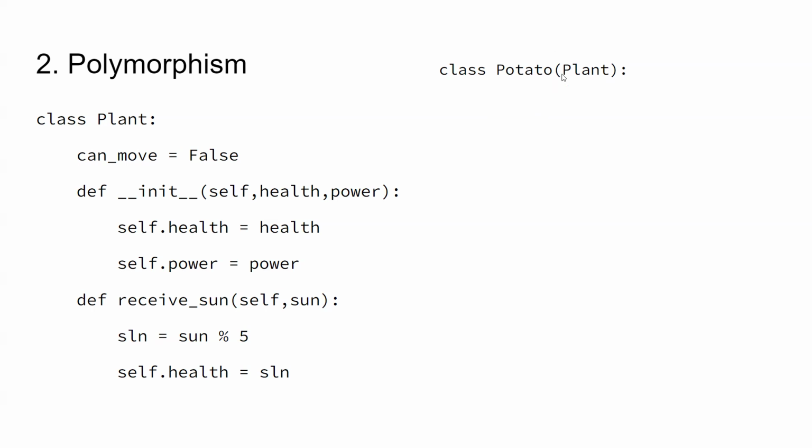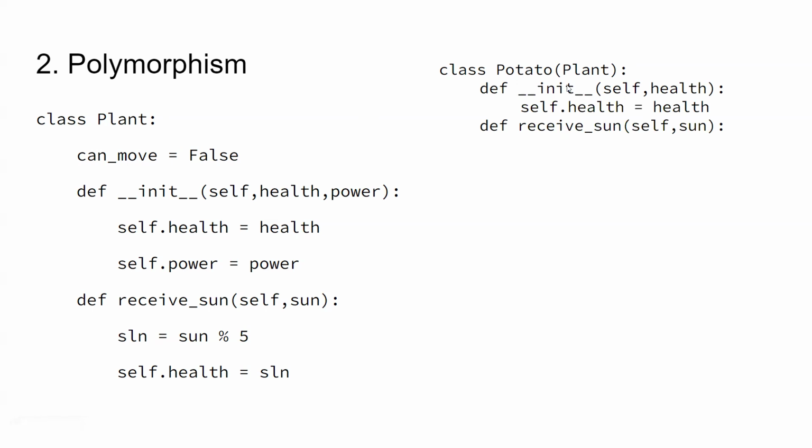Since we inherit all the stuff automatically from the class Plant, if you have nothing here and you just call potato.can_move, you return false. But I want to do something different. So for the initial function, I have health, but I don't have power. Do you remember, in the game, potatoes do not attack any zombies, so it will not have power.